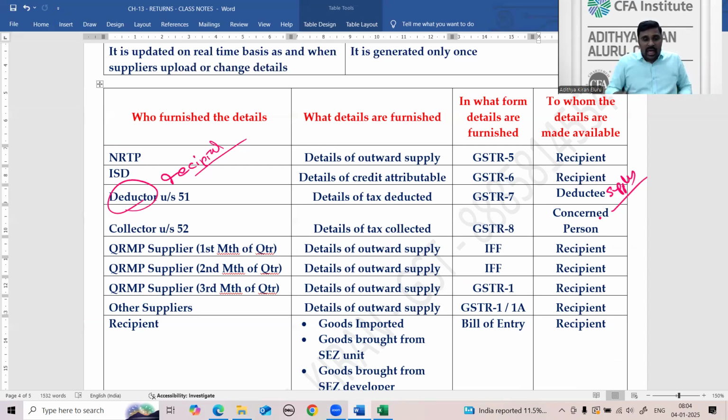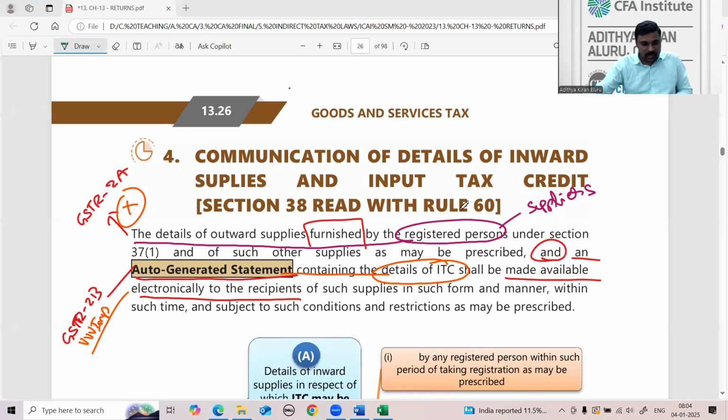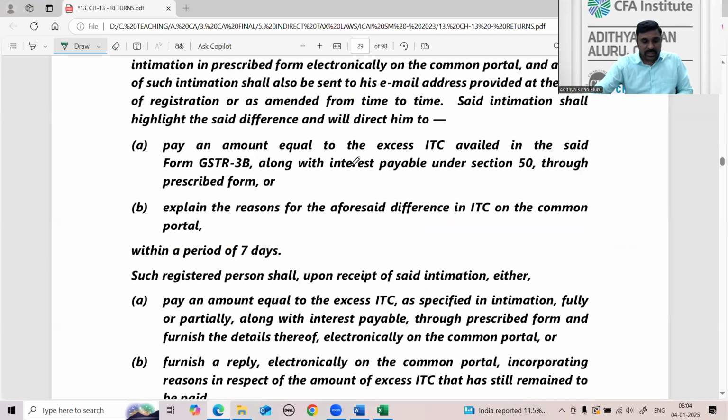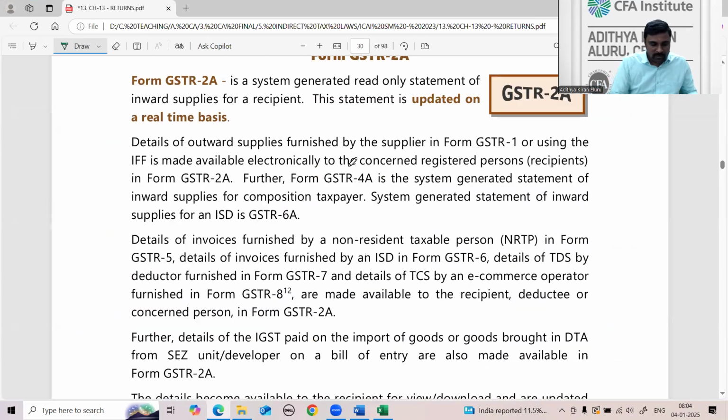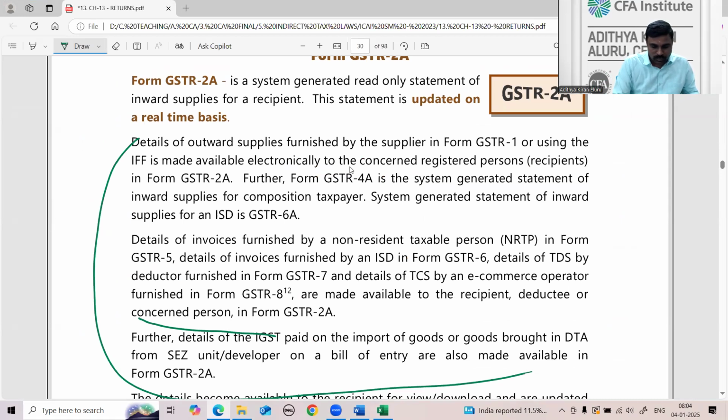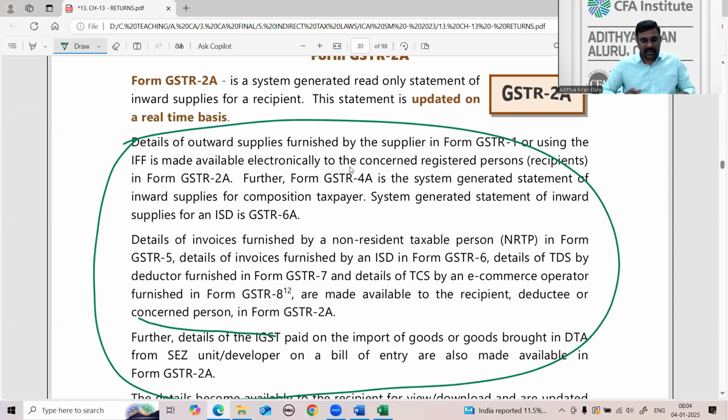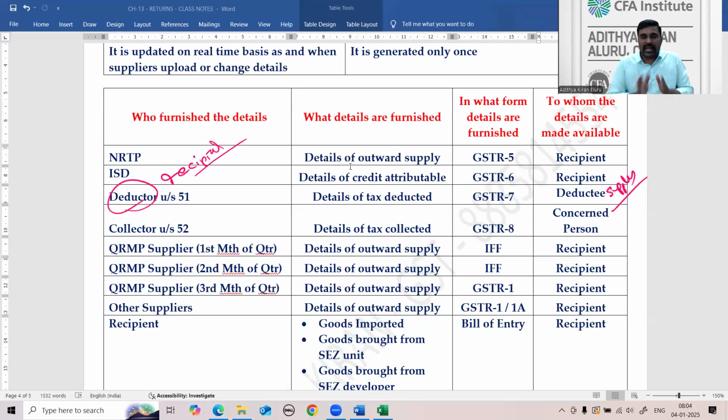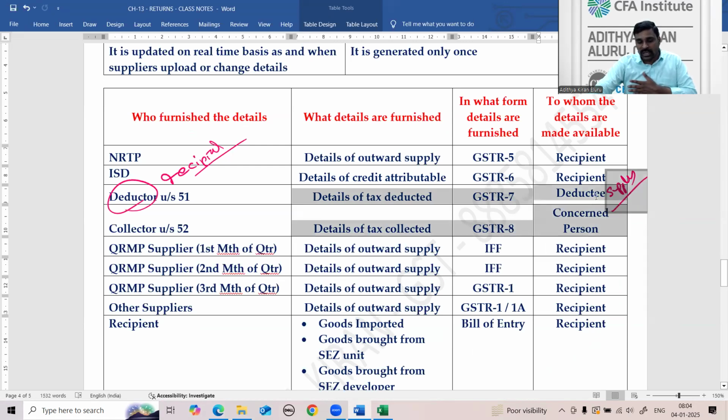That is the reason I have given it in a tabular format. Otherwise, you cannot understand this. The board material is given in a descriptive format. If you read in this paragraph manner, we cannot understand who is filing which form, what details are contained in this form, and to whom those details are available. That is not clear here. So for better clarity, I have given a table. Deductor, in fact, is the recipient. He furnishes details of tax deducted in form GSTR 7. Those are available to the deductee.